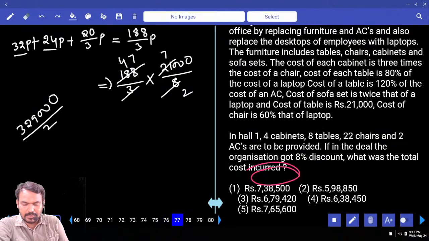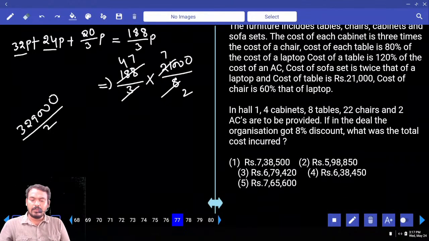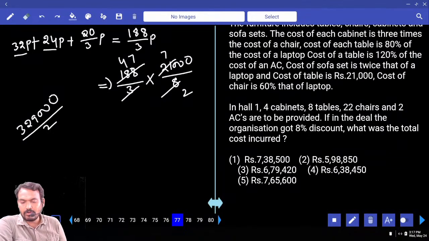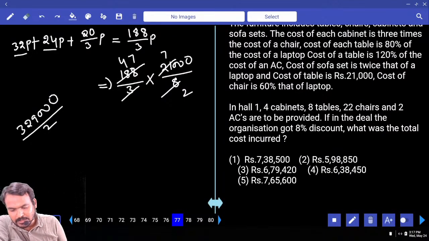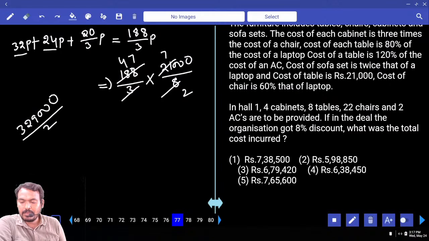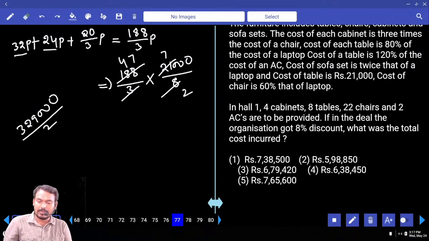Next question number 77. In all, 4 cabinets, 8 tables, 22 chairs and 2 ACs are to be provided. If in the deal the organization got 8% discount, what was the total cost incurred?